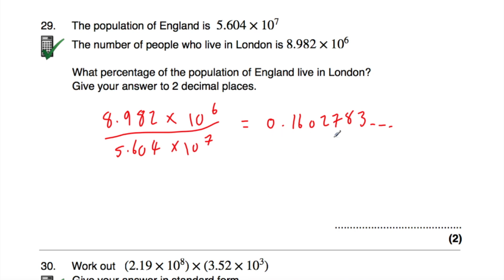We want it as a percentage, so let's multiply that by 100 to get 16.02783 and so on. Now we've been asked to give our answer to two decimal places, so that'll be 16.0, and then we've got 2 7s, so we're going to round up, so that'll be 3. So the answer is 16.03% of the people that live in England live in London, whenever this question was made. Okay, let's look at our next question, question number 30.